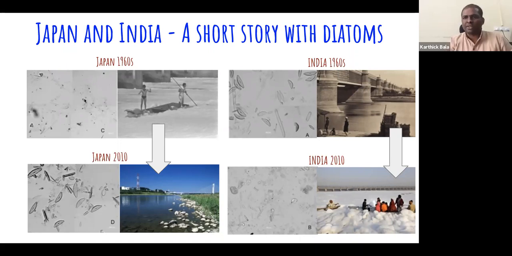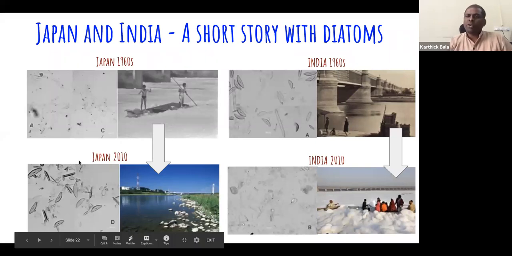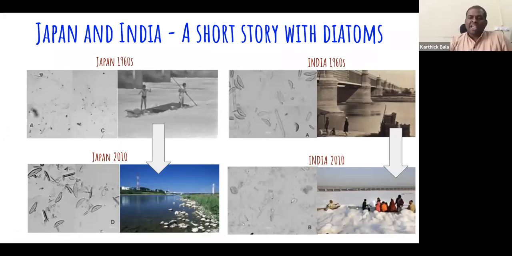These are the typical diatoms. There are some five or six species that can tolerate a high level of pollution. They found only those diatoms. Same river, recently they have restored those rivers. They stopped all the pollution, and now the diatom community has completely changed to a different set of diatoms. So this is the story from Japan.